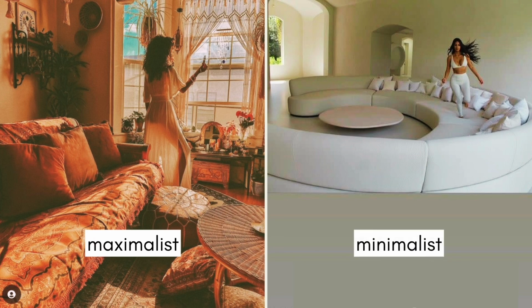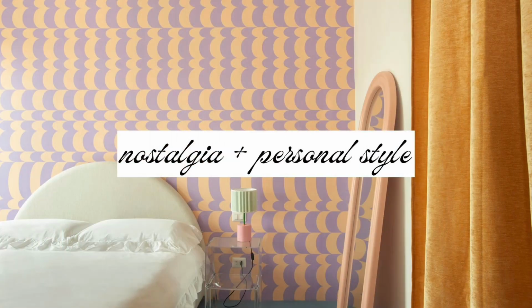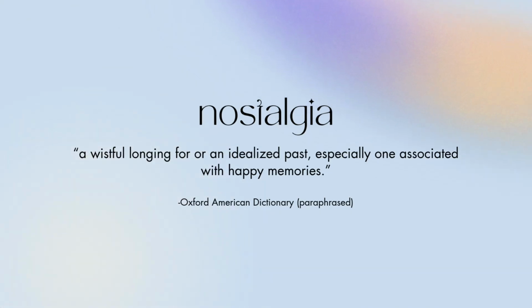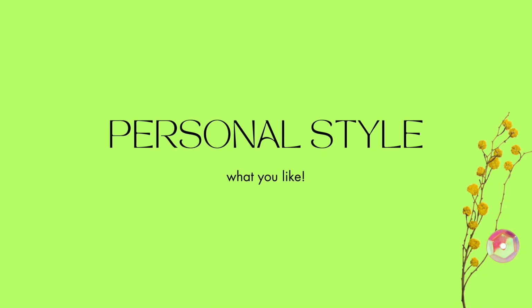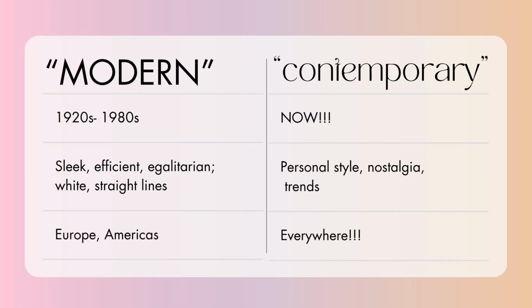Contemporary design could really be anything, from something maximalist like cottagecore to something minimalist like Kim Kardashian's house. Contemporary design is all about nostalgia and personal style. Nostalgia is a wistful longing for an idealized past, especially one associated with happy memories. And personal style is just what you like. Let's look a little bit closer at modern design.